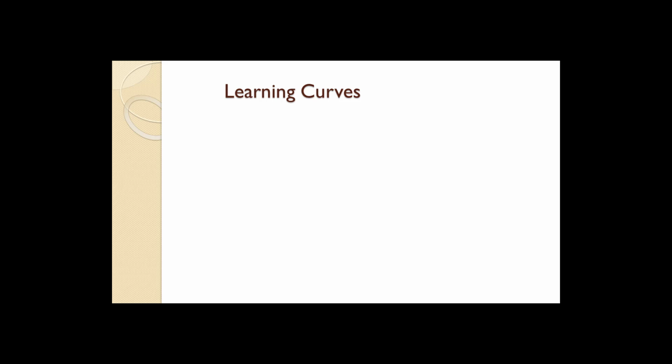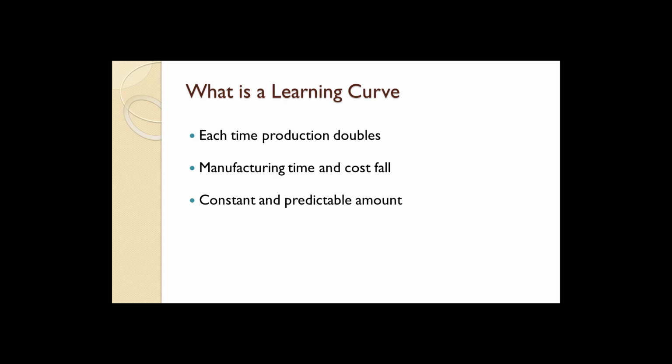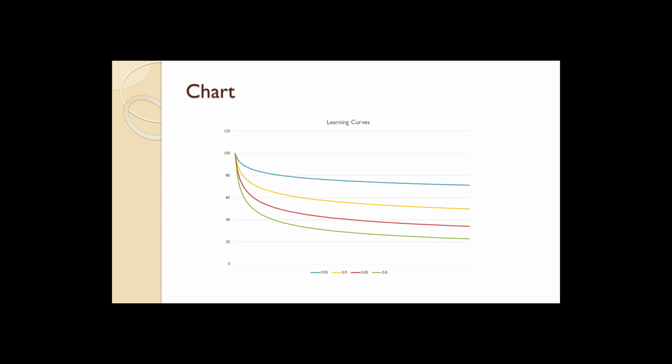In this tutorial, we will see how to perform learning curve calculations. Each time cumulative production doubles, the total manufacturing time and cost fall by a constant and predictable amount. This amount is known as the learning rate.